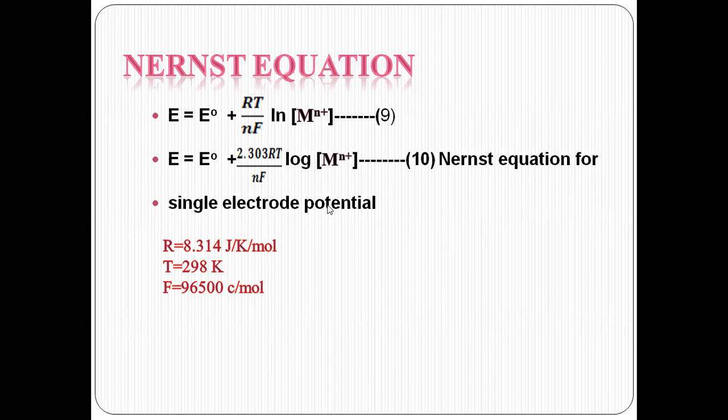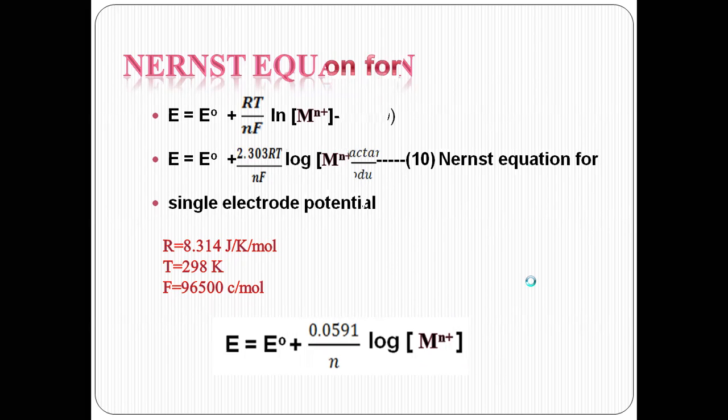This is named the Nernst equation for the single electrode potential. After substituting all the values for R, T, and F, we arrive at the final equation: E equal to E naught plus 0.0591 divided by n log Mn+. This is the equation for the single electrode potential.